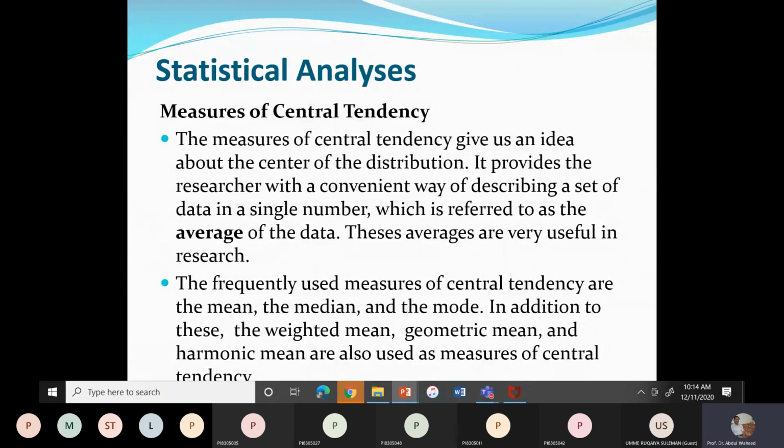So I will stop here, and from the next class I will discuss the statistical analysis.